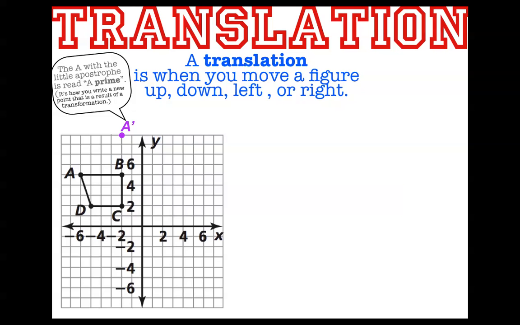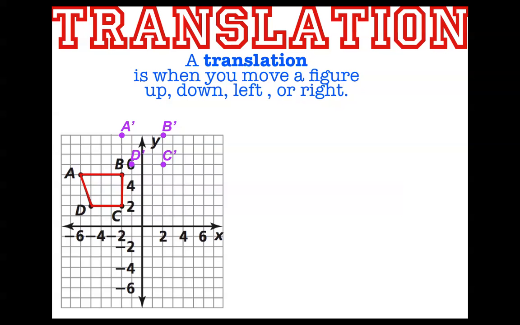Okay, so we've got an A prime, and then we're going to make a B prime. So we're going to move B up 4 and over 4 and put a B prime. And then we're going to take point C, move it up 4 and over 4 and put a C prime. And then we're going to do that with point D and put a D prime. And what do you know? Next thing we know, we took our trapezoid and we translated it. Basically, didn't we just slide that whole trapezoid up and to the right? Yeah, that's a translation.